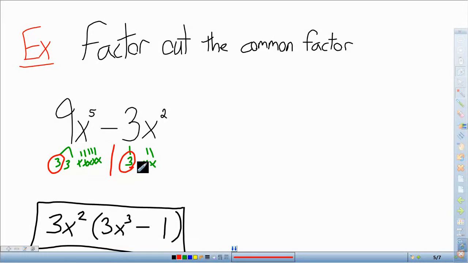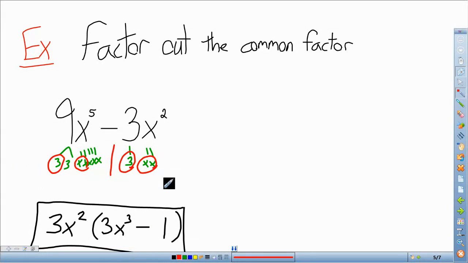What do they have in common variable-wise? Well, it looks like they both have 2 x's. I would take those 2 x's out. Okay, what's left of this term here? Well, it looks like a 3x cubed. Yep. What's left of this term? Nothing, right? We took all numbers and variables out. So just remember, when that happens, that means a 1 would be left over.